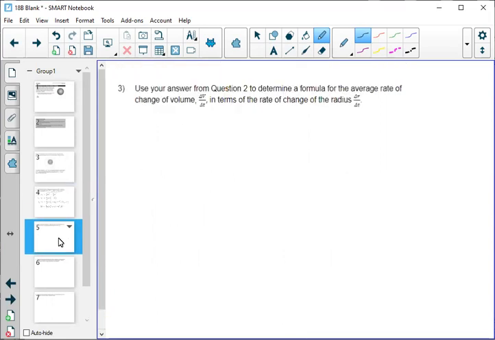Part 3, use your answer from question 2 to determine a formula for the average rate of change of volume, delta V over delta T, in terms of the rate of change of the radius, delta R over delta T. Let's write this delta V over delta T, and we could write 4/3 pi R2 squared plus R2 R1 plus R1 squared. And then we could write here delta R over delta T.